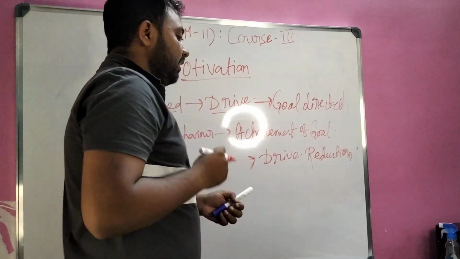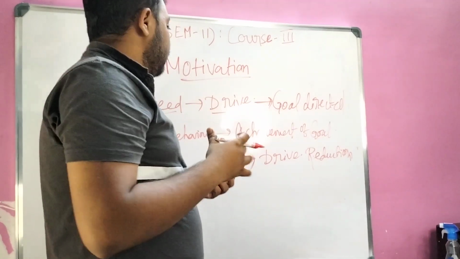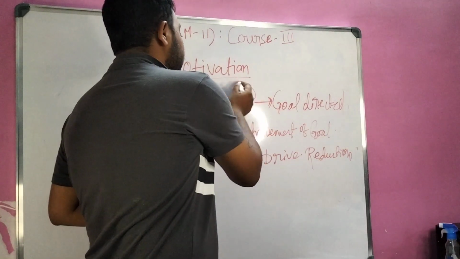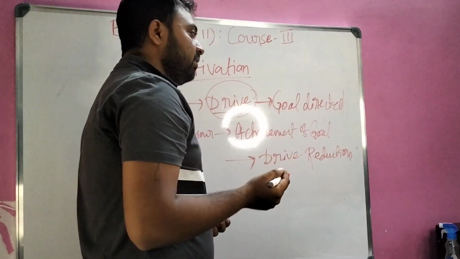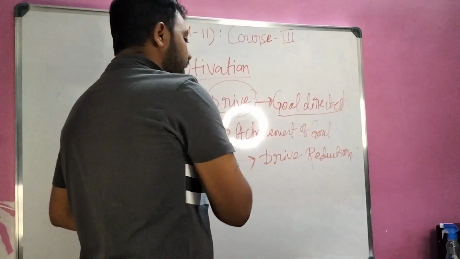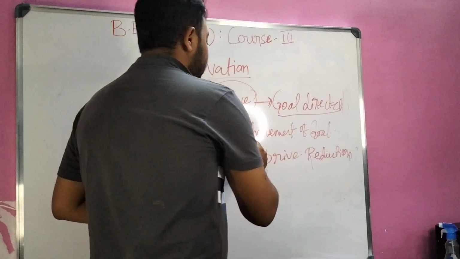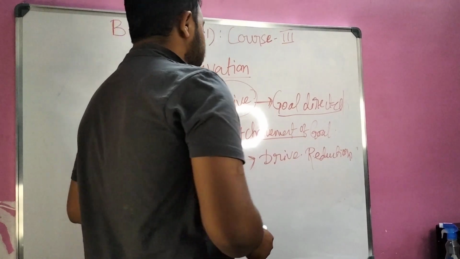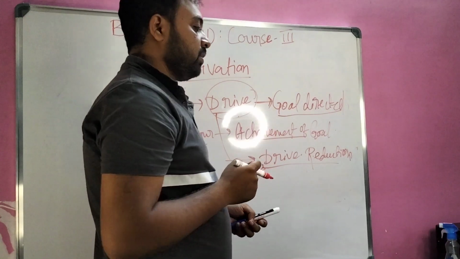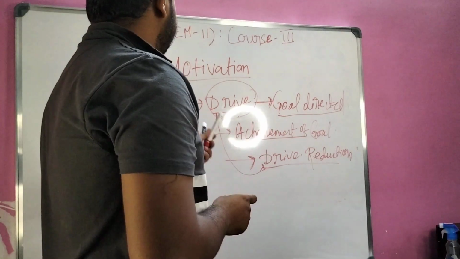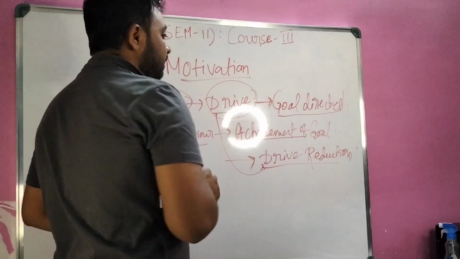So first, how does motivation come? By needs. If any kind of need arises in me or anyone, then this drive arises. How to fulfill this need? We have to behave in a goal directed way. If we behave in a goal directed way, then our achievement will come, and lastly the drive is fulfilled. So this drive is reduced. Okay. So in this process, motivation helps to fulfill this need.